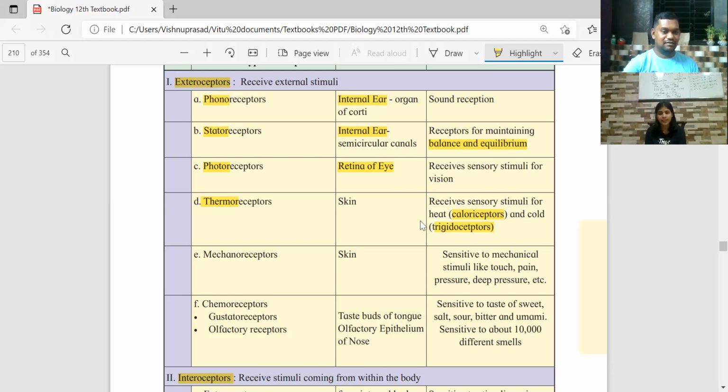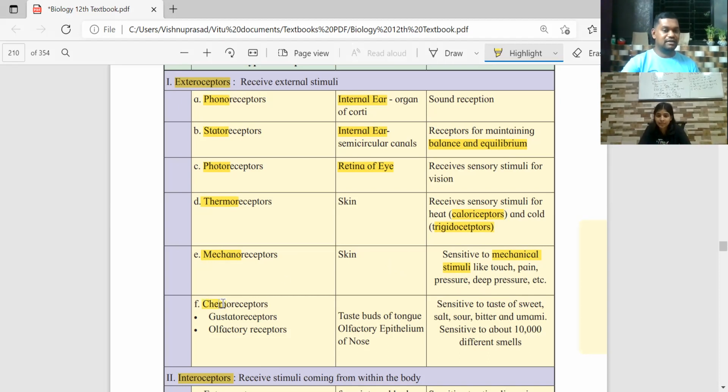Next are mechanoreceptors. Mechano means mechanical stimulus. For example, if somebody is touching you, you feel that touch. The doctor gave an injection, pain. Pressure means if the skin is pressed, like inside a crowded train, you are feeling that pressure. Deep pressure too. All these things are sensitive in our skin because of mechanoreceptors.